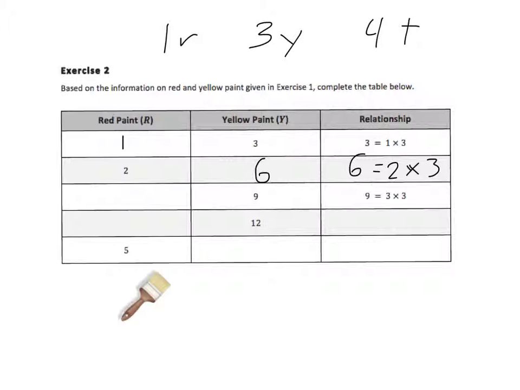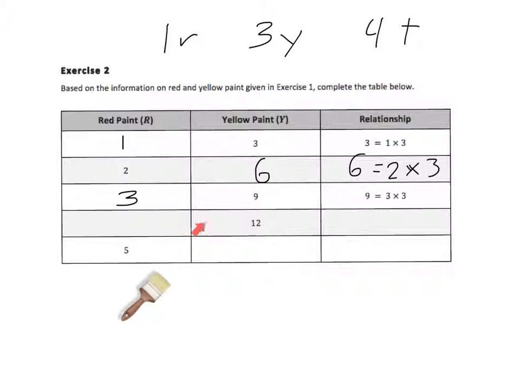Okay, so we got our second row done. Now we're going to our third row. This time we're missing the red, but we got our value of 9 yellow paint. So how did we get from our original value of 3 to our new value of 9? Well, we times it by 3. So if we did that side by 3, we got to do this side by 3 to get an equivalent ratio. 1 times 3 is 3. And that gives us our relationship of 3, our original value, times 3 to get our 9.